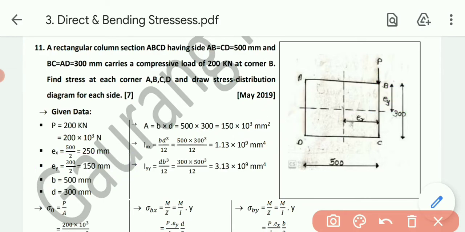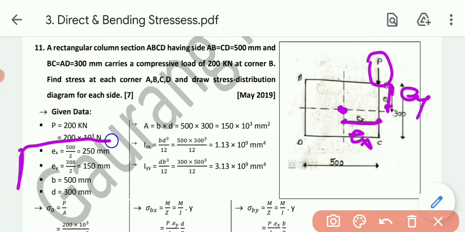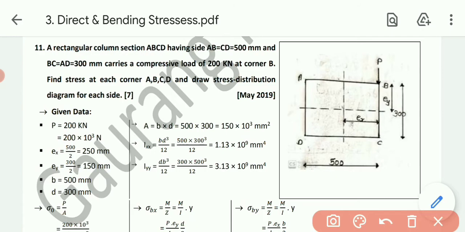See, I have always said calculate eccentricity with respect to center. Say this dimension is called Ex, while this vertical dimension from the center is known as Ey. So we got the value of Ex, Ey. Then force is also given, that is 200 kilonewton, say 200 into 10 to 3 Newton, and B and D are also 500 cross 300.